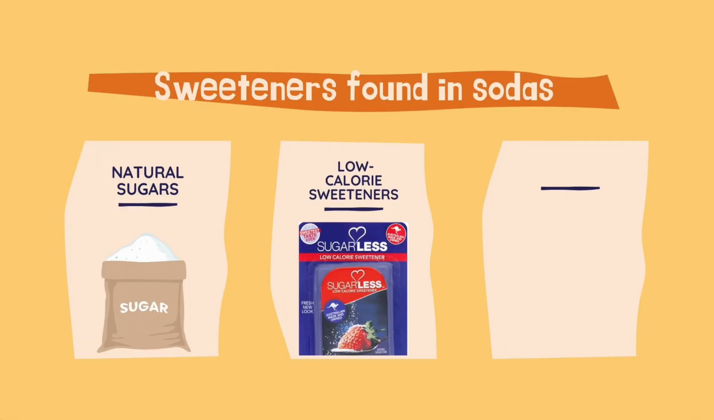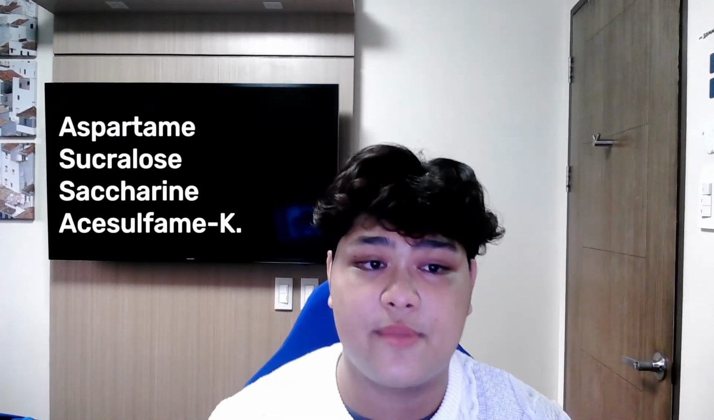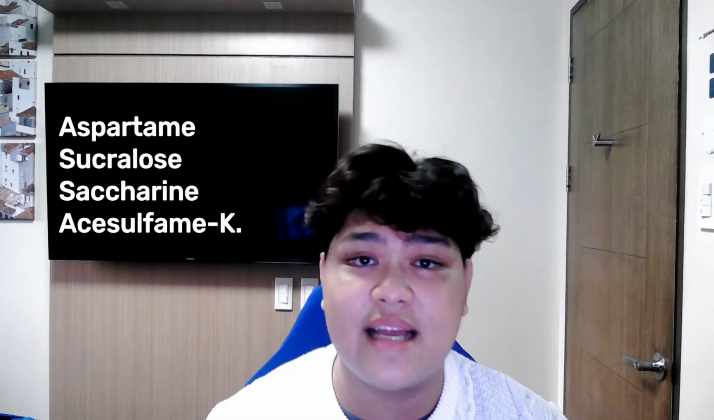To go more in depth about the sugars and sweeteners found in these sodas, we can classify them into three categories: natural sugars, low-calorie sweeteners, and artificial sweeteners. But for this video, we will be focusing on natural sugars and artificial sweeteners. Some common examples of natural sugars are glucose, lactose, fructose, and sucrose. For artificial sweeteners, some of these are aspartame, sucralose, saccharin, and acesulfame K.